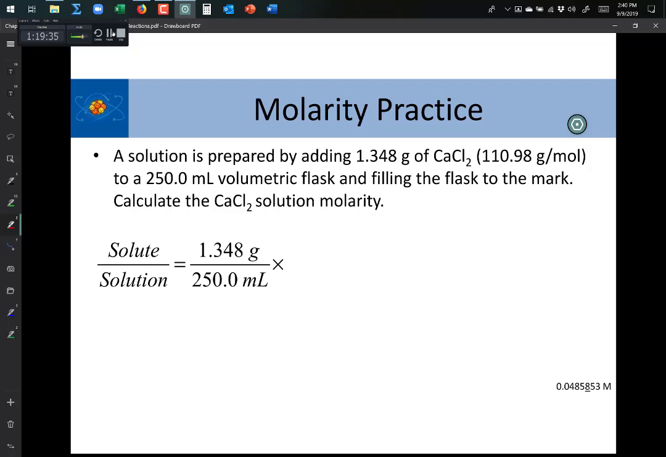This is what you need to do, and I'm going to let you guys try to work on this. You're going to need to convert in 2 steps. Grams needs to be converted over to moles, and then the milliliters needs to be converted over to liters. So there's 2 steps to the conversion. I'll let you choose how you do it, but there will be 2 things that go in. Well, I gave you the molar mass.